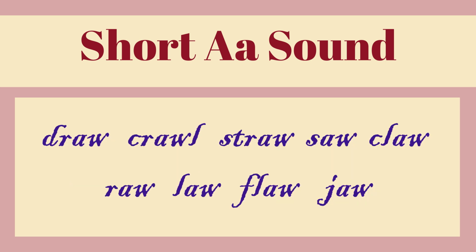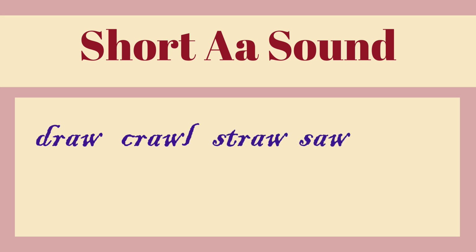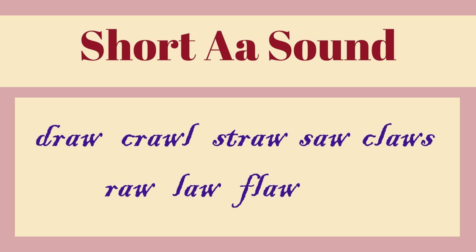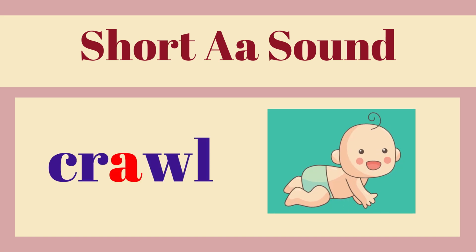When the vowel is followed by W, it makes another sound. Let's read these words. Draw, crawl, straw, saw, claws, raw, law, flaw, jaw. Here we can hear A makes the short O sound, as in orange. O sound: draw, crawl.